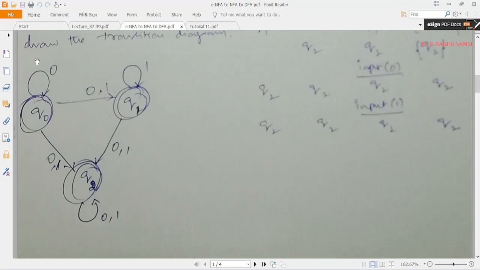So that is the final NFA that we will get after removing the epsilon transitions from epsilon NFA. So this is the conversion of epsilon NFA to NFA.